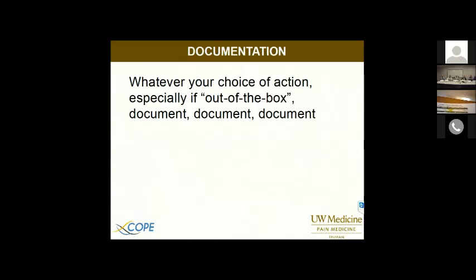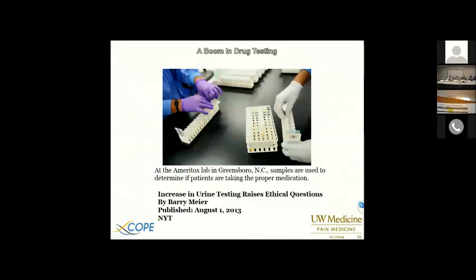So whatever your action is, especially if it's out of the box, you need to document. I can't say that it's completely unreasonable to continue prescribing if someone took their spouse's low-dose opioid, but you need to explain in the chart while you're doing it, and you probably can't do it for every single patient that has that aberrancy.